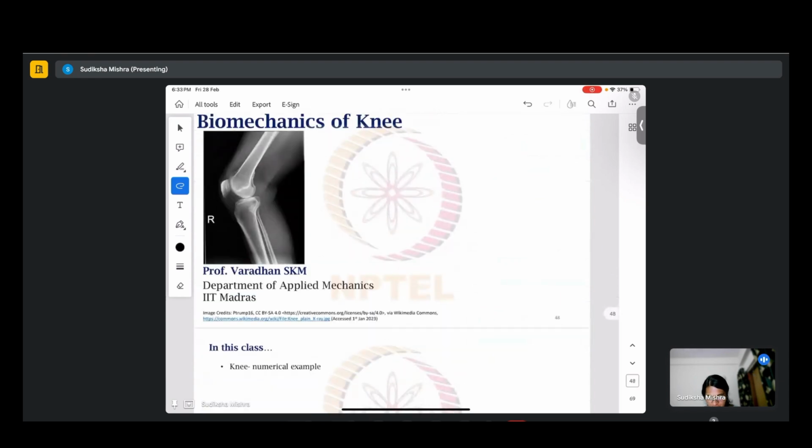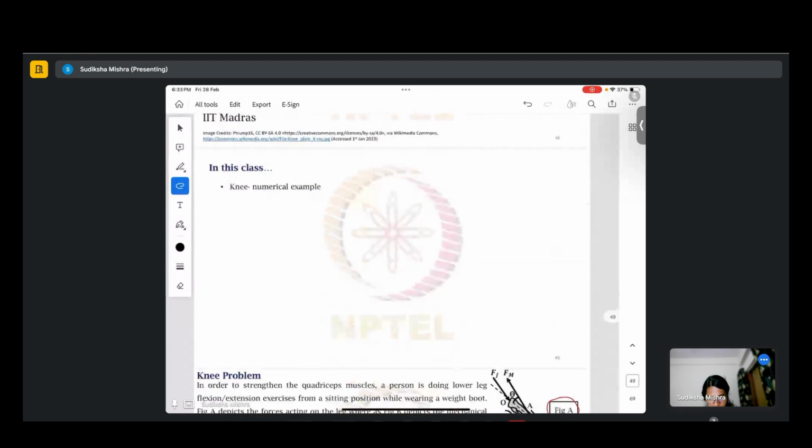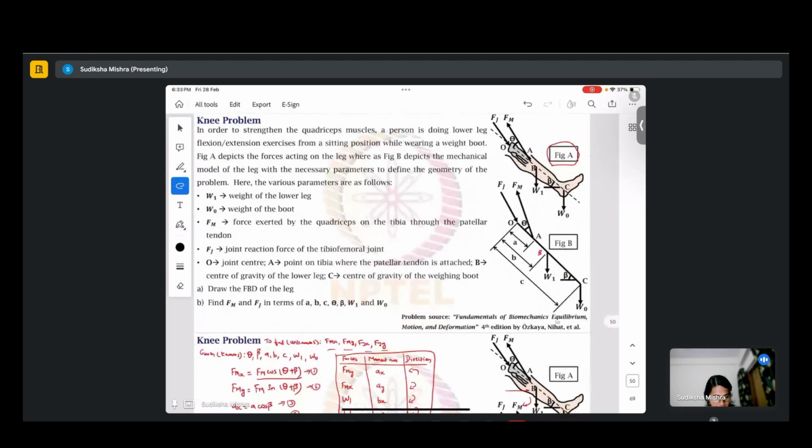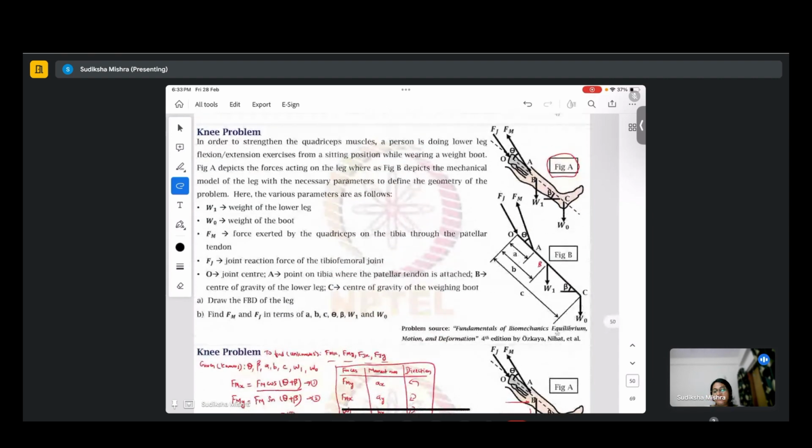Now that we have looked at the biomechanics of the knee, we'll look at a few problems. Coming to a knee problem, in order to strengthen the quadriceps muscle, a person is doing lower leg flexion extension exercises from a sitting position while wearing a weight boot. Figure A depicts the forces acting on the leg, whereas figure B, which is here, depicts the mechanical model of the leg with the necessary parameters to define the geometry of the problem.